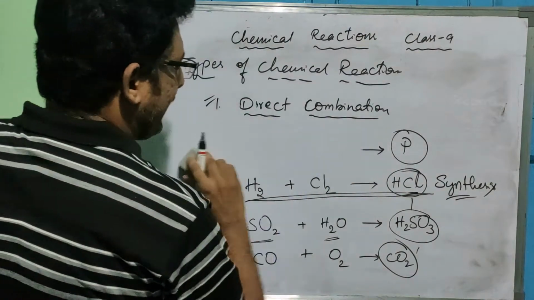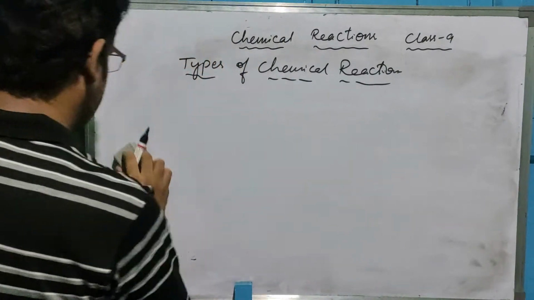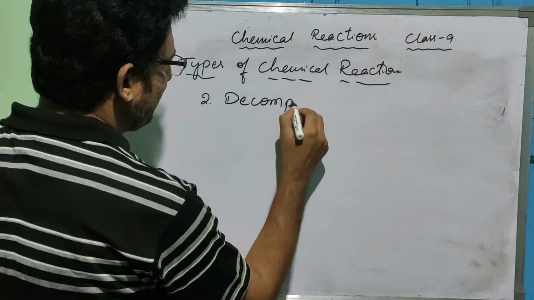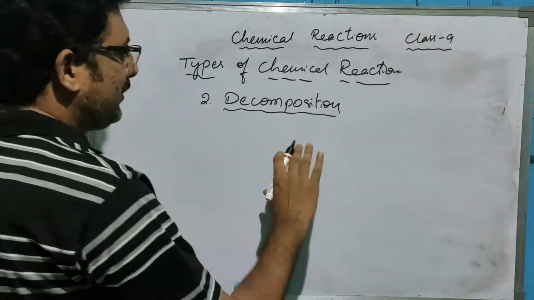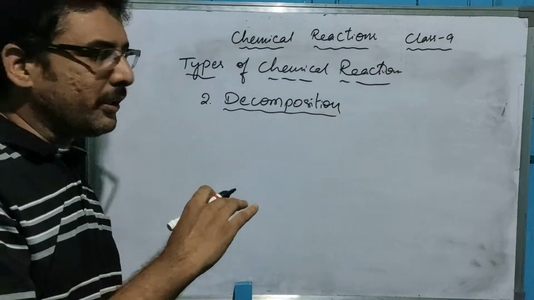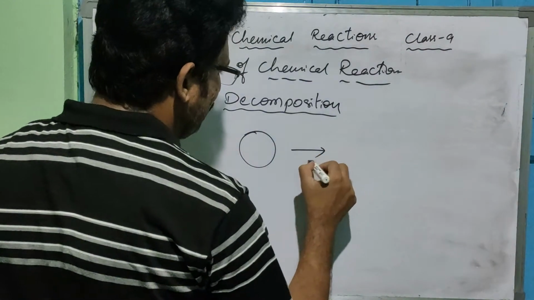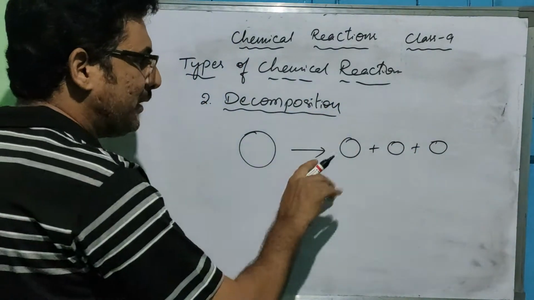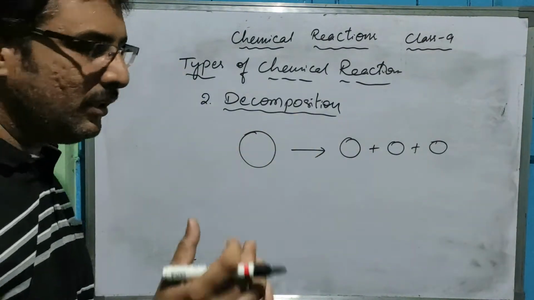Now let's see the second type of reaction, that is decomposition reaction. So what is a decomposition reaction? We can say this decomposition reaction is the reverse of combination reaction. In this reaction, one compound splits into two or more substances. Then it is called a decomposition reaction.